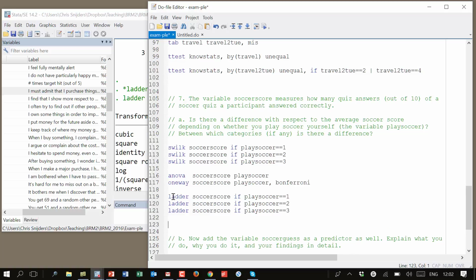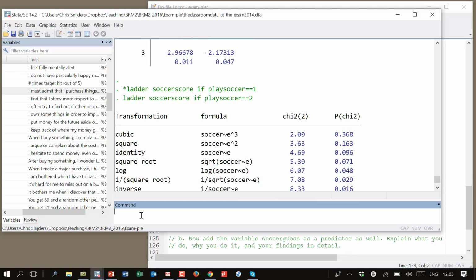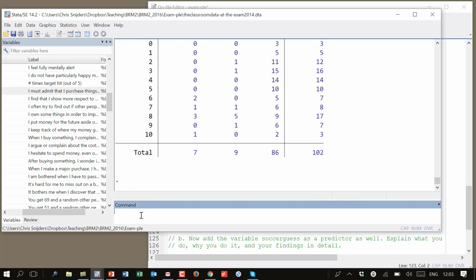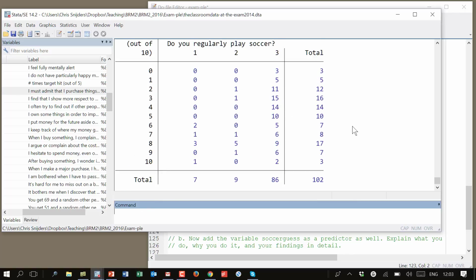Any clue? There might be not enough cases. How could we check? Type soccer score if play soccer is not equal to 1. Yeah, let's just look at all of them. And there we see it. Play soccer equal to 1. Yeah, this will end up with these over there, which is hardly anything to work with.